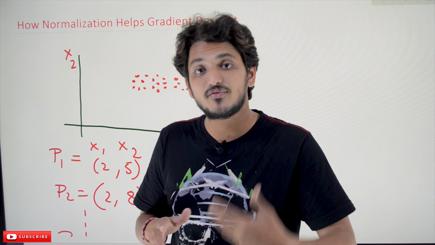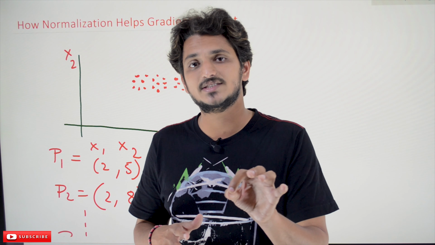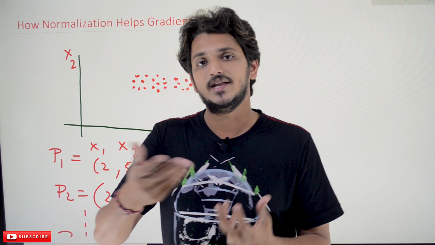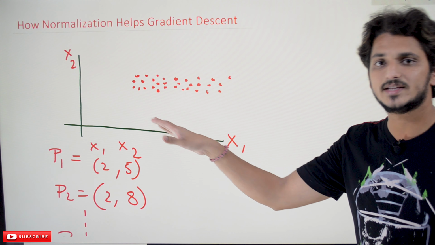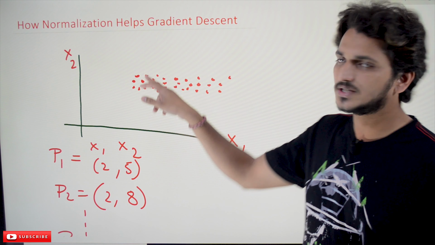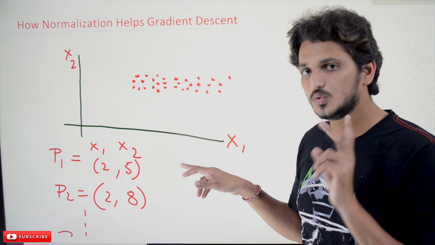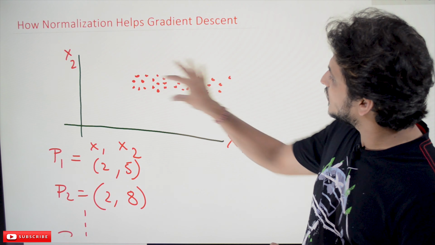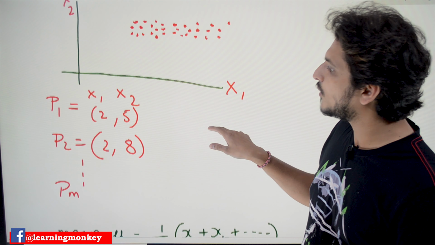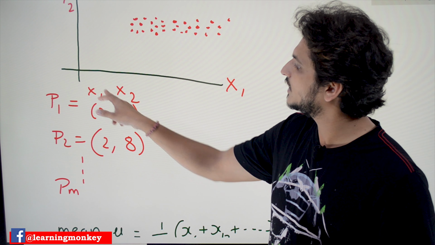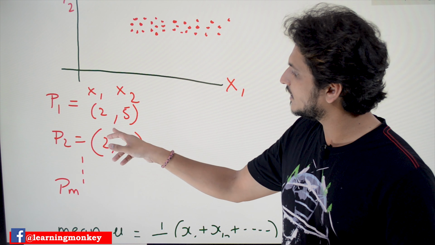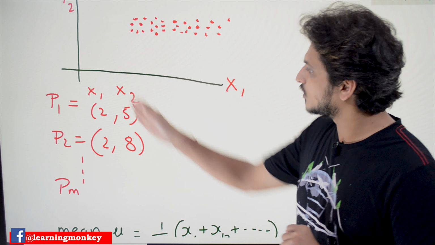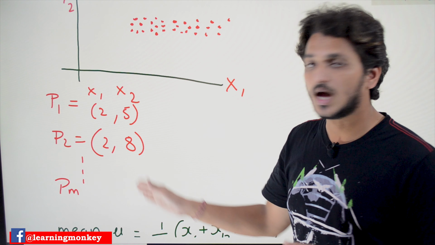Let's refresh the concept of standardization by taking an example. Then we will understand the use of normalizing the data in our gradient descent. This is our example data set, these are our data points. For understanding purposes we are taking only a two-dimensional coordinate system. x1 is one coordinate and x2 is the other coordinate. P1 is one data point, x1, x2 equal to 2, 5, and then 2, 8, and we have a total of m data points. So x1 is one input column, x2 is the other input column.